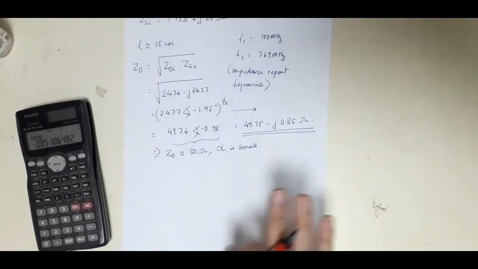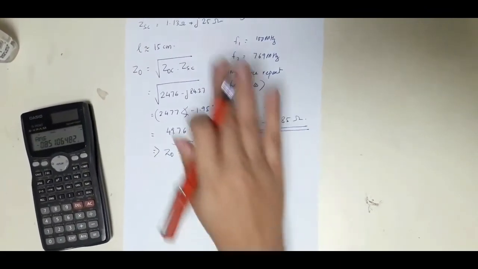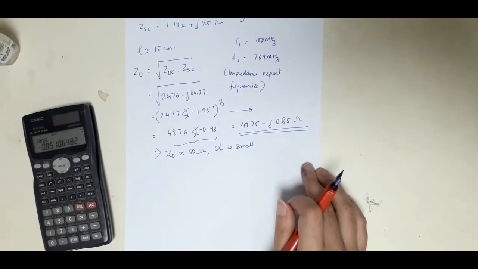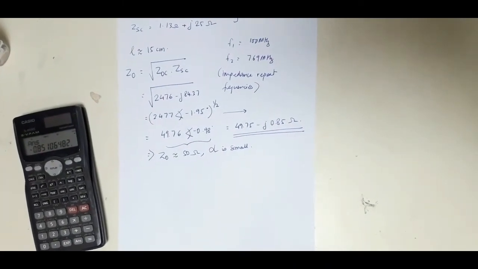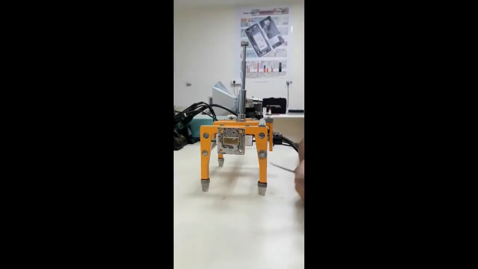So now you can use these values and the proper length to obtain the values of alpha and beta, which I leave it to you for an exercise. Thank you.